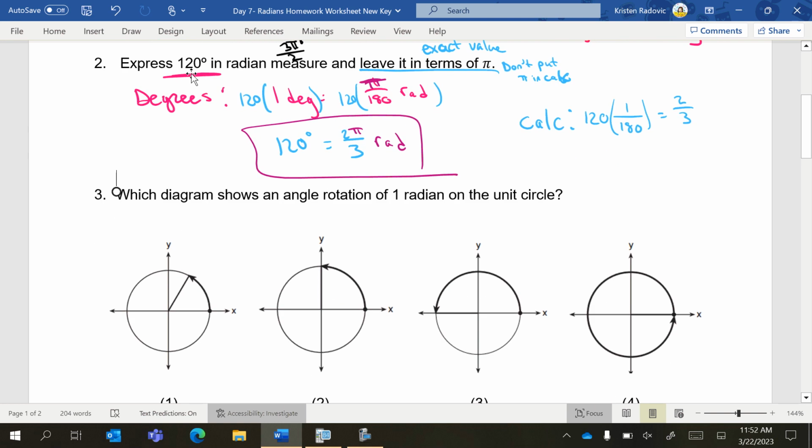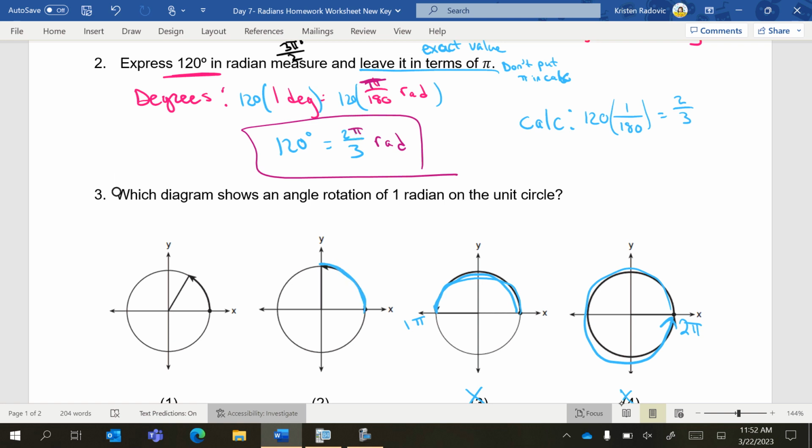The next one is asking you which diagram shows an angle rotation of 1 radian. Now, people always like to choose choice 3. I want to clarify that half of a circle is pi radians, not 1 radian. It's not choice 3. A full circle we know is 2 pi radians, not choice 4.